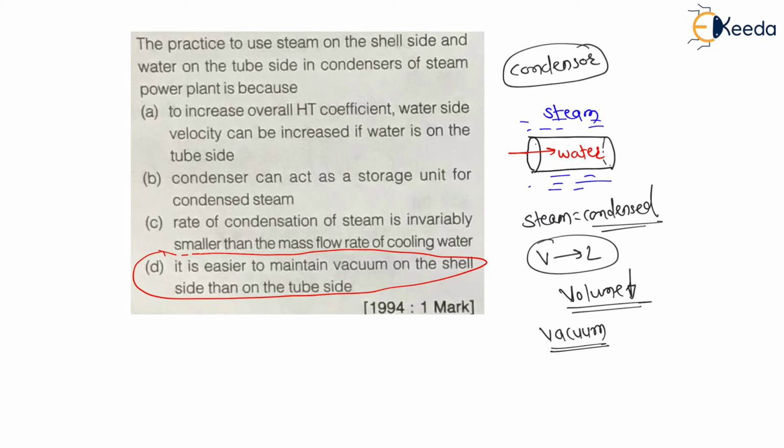And my dear students, this vacuum is easy to maintain on the steam side or shell side as compared to the tube side. In the tube, it is difficult to maintain this vacuum, but the same vacuum can be maintained on the steam side. If there is some leakage, then outside air will go inside, or inside air will go outside. This vacuum can be easily maintained on the shell side as compared to the tube side. Because of this reason only, in actual practical conditions, the hot fluid is used on the shell side and the cold fluid on the tube side.